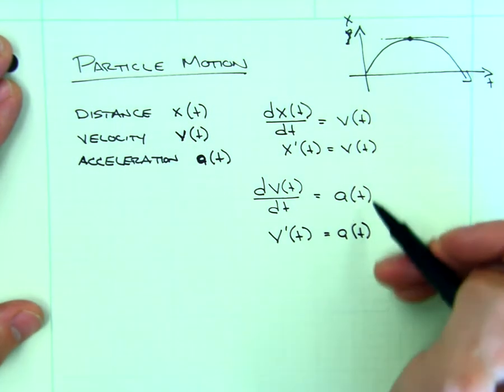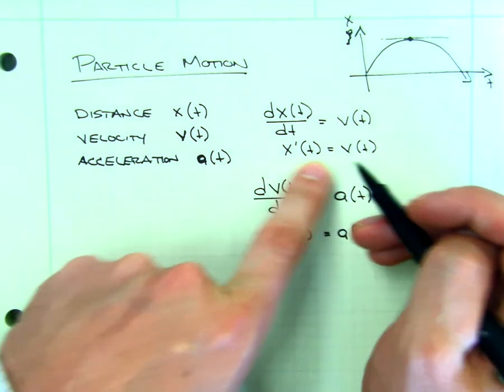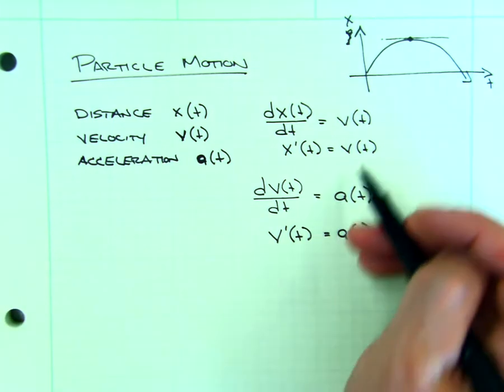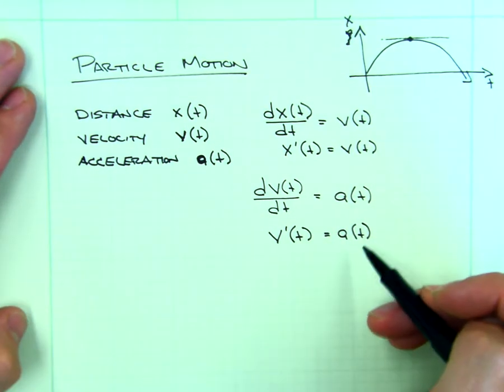Now, once I know this, if I say x prime of t is equal to v of t, and I've got v prime of t equal to a of t, I can find the relationship between x and a, right?